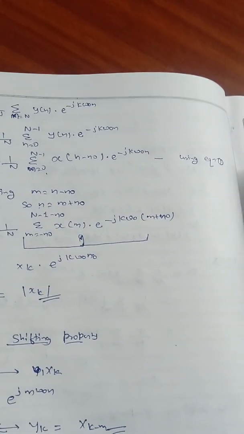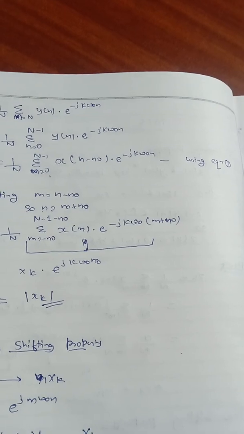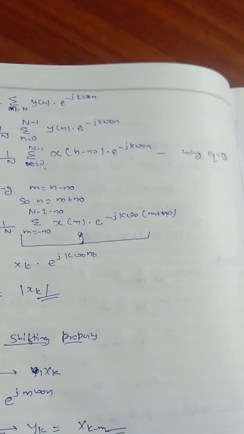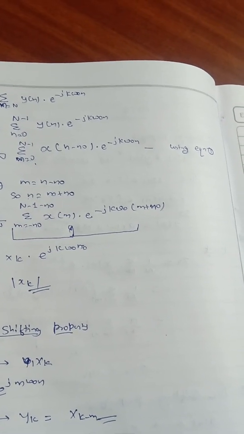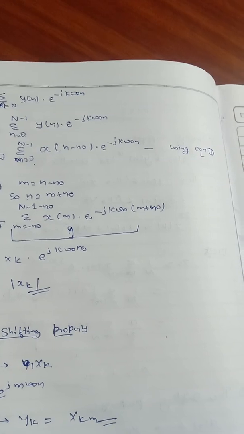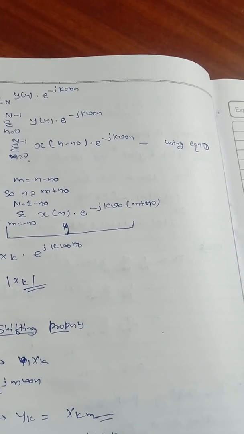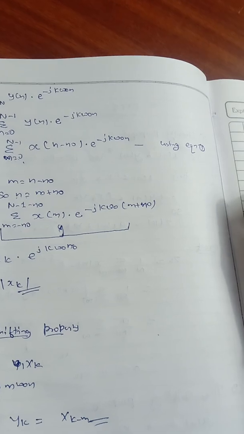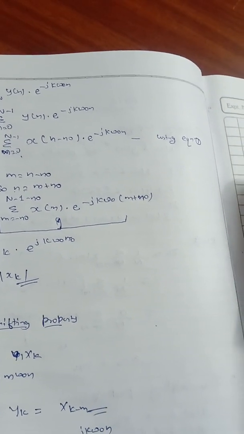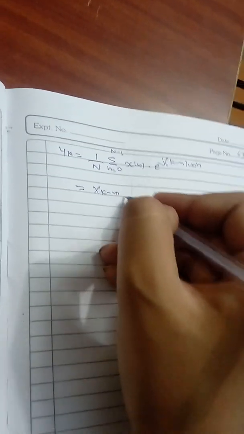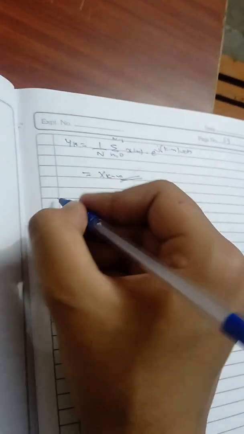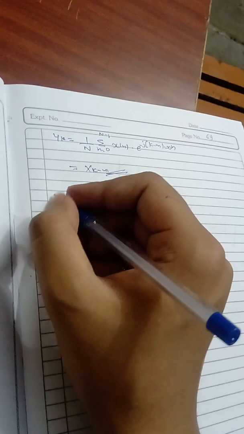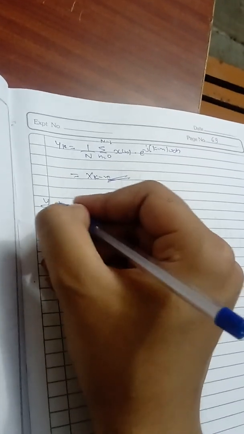y of k equals 1 upon n summation of n equals 0 to n minus 1 x of n into e raised to minus j (k minus m) omega naught n, and this is just similar to x of k minus m. So here we prove the frequency shifting property for discrete time Fourier series, and now it's time for the time reversal property.